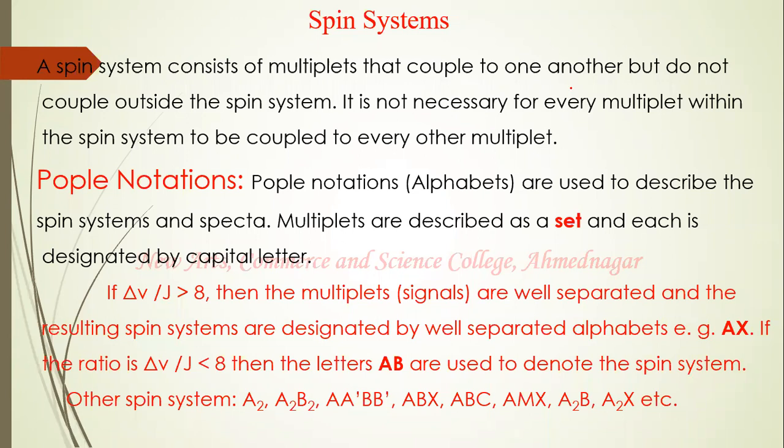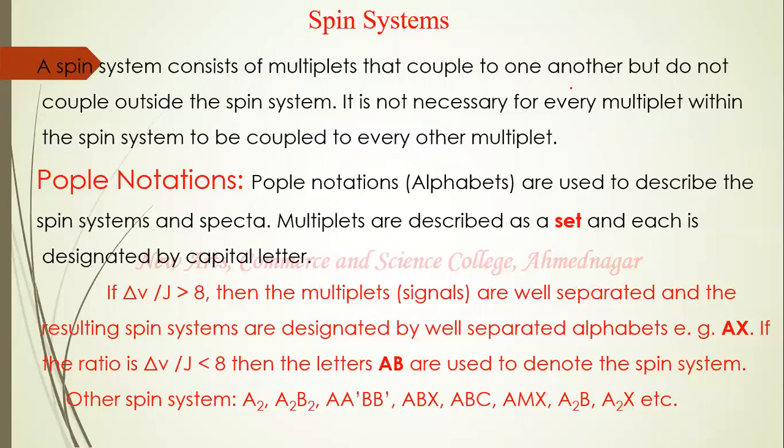Yesterday we had started different spin systems. Spin systems are the protons which couple with one another but do not couple outside the spin system. Such spin systems are given some names. Those names are called Pople notations. Pople notations are alphabets, and these are used to describe the spin systems and spectra.